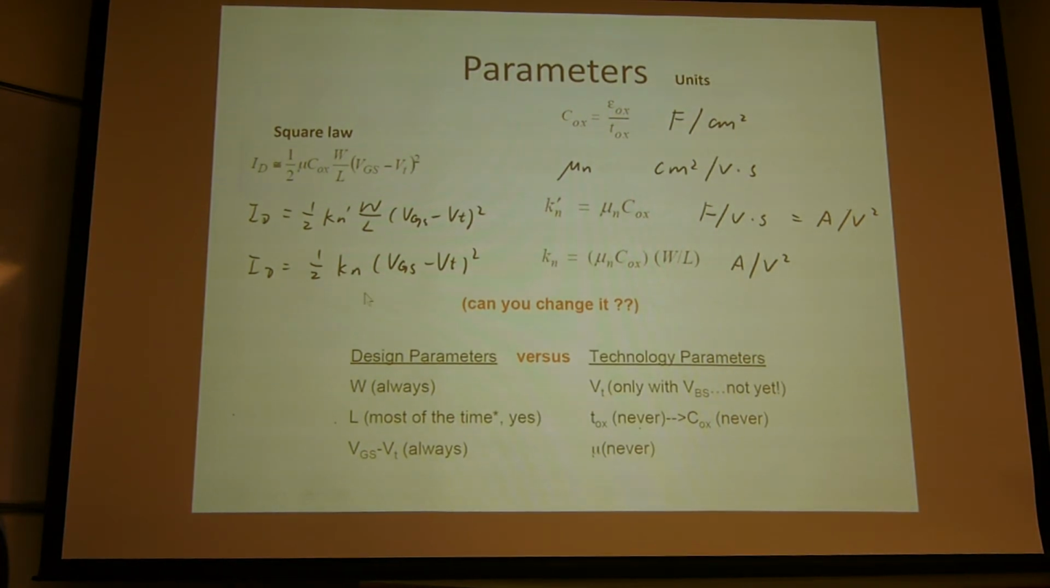And then if we also consider the geometry parameters W over L, the width over the length, then we can define this as Kn. So if you do that, then you can simplify the formula like this. It's just a notation.